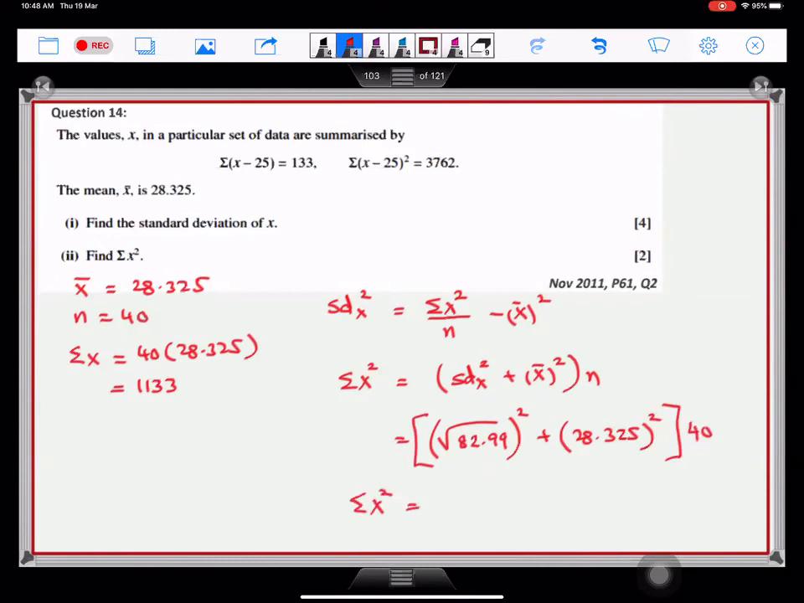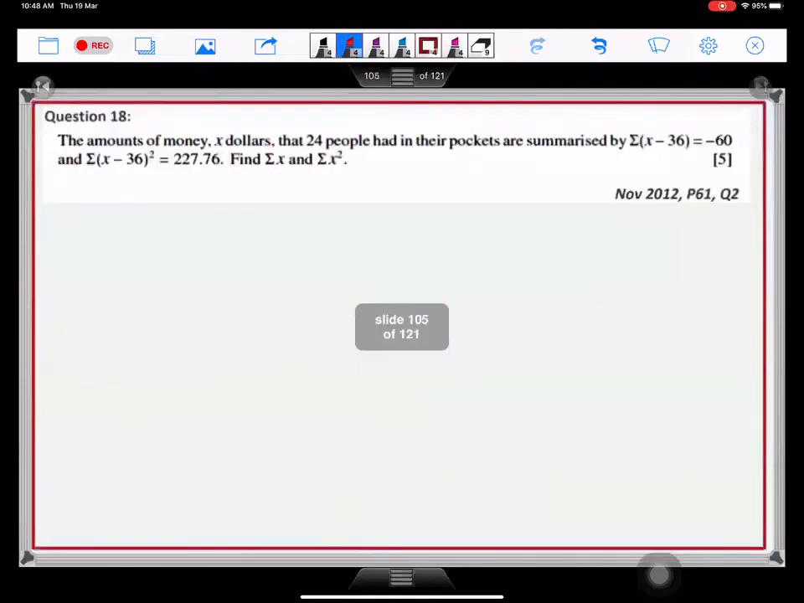Okay, so a lot of questions that we have done of different kinds of difficulty level, different kinds of questions being asked. Okay, let's move on. The amount of money, X dollars, that 24 people had in their pocket was summarized by such and such. Find sigma X and sigma X square. Pretty straightforward now.